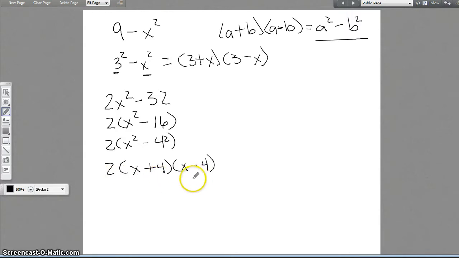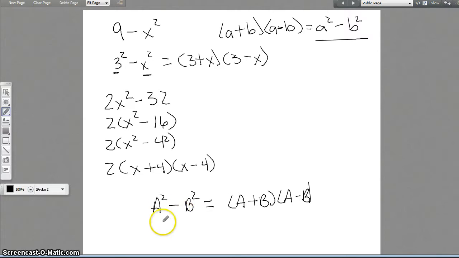So that's basically the gist of the lesson. It's to be able to go from a squared minus b squared to a plus b times a minus b. Or if you're given a plus b times a minus b, to know that when you multiply that out, you're going to get a squared minus b squared.